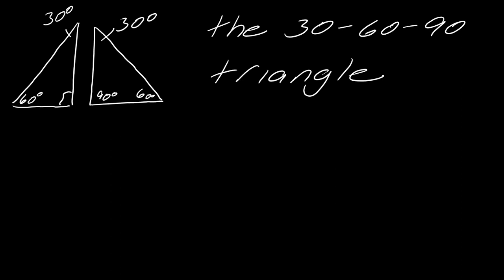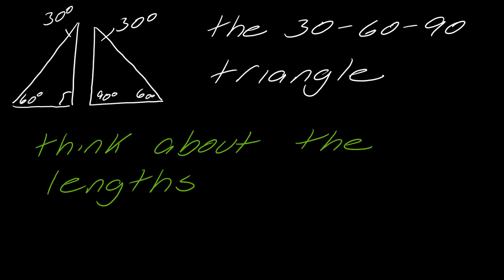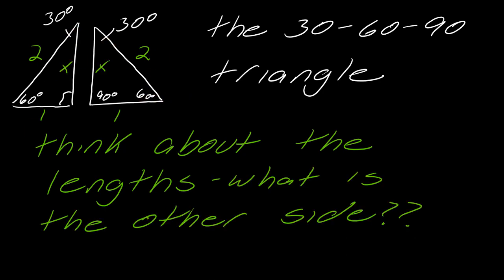Okay, so now I want to think about the lengths. Remember what we were talking about: we said that all sides of our equilateral triangle were 2. So if I bisected it, this side down here, which was 2, is now 1 on each side for each triangle, right? So this makes sense.